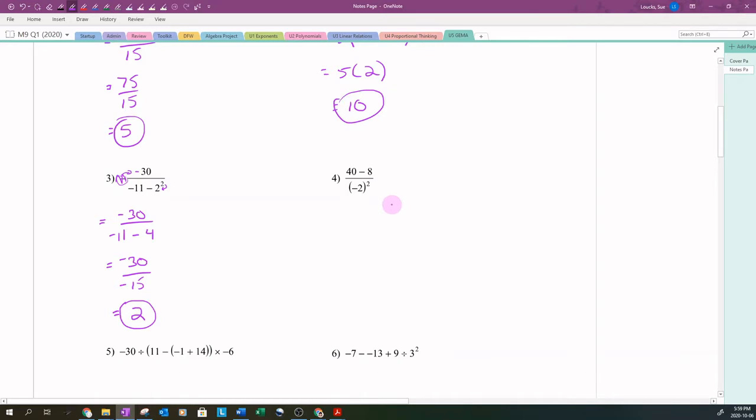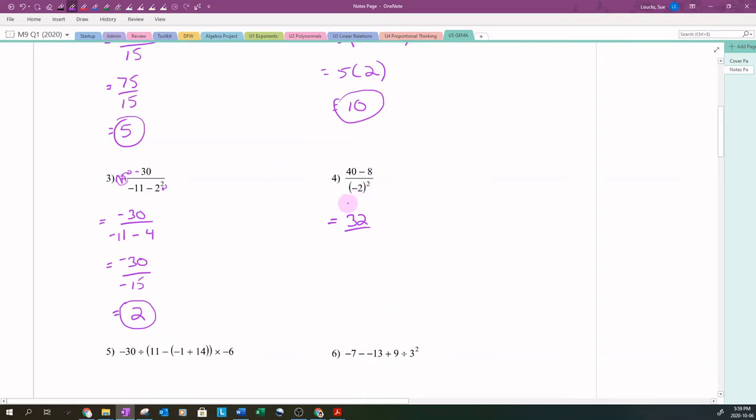Okay, question 4. You only need to watch at least as far as number 5 because there's new stuff in there, but I think you should just watch all of these because you probably learned something. 40 minus 8 is 32. Now I can do what's on the top and what's on the bottom in the same step because I can't do anything until they're both simplified, and then I can compare them or reduce them or divide them or whatever it is that I'm going to do. But I need to clean up the top and clean up the bottom before I can do that.